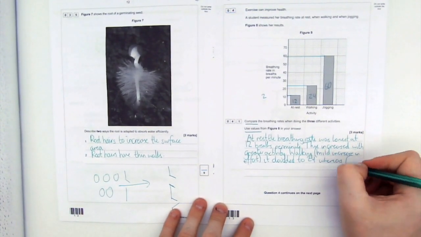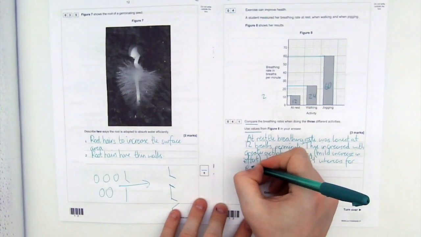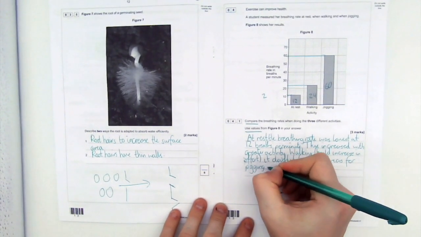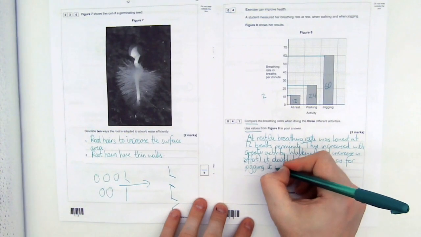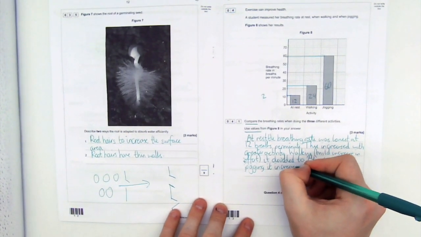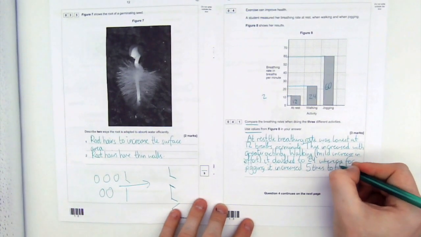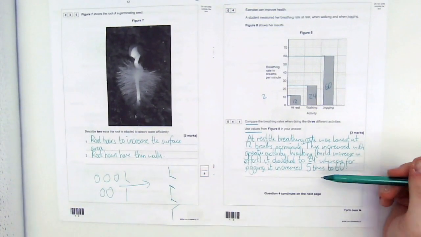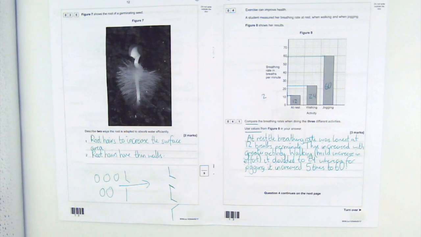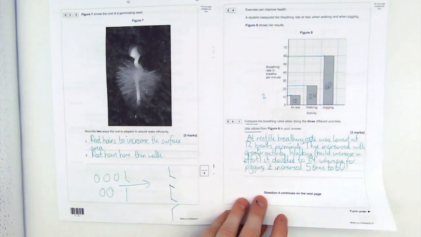Whereas for jogging, it increased 5 times to 60. Now, that doubling and increasing by 5 times makes it really clear that I'm comparing results, okay? Because the only way that I can tell that it's doubled or quintupled is by comparing it to the other one.